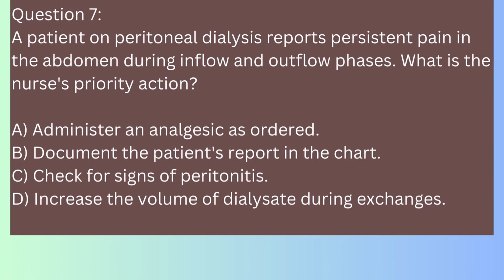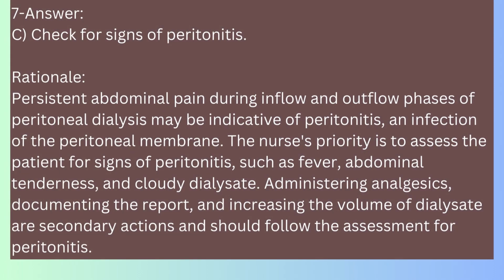Question 7. A patient on peritoneal dialysis reports persistent pain in the abdomen during inflow and outflow phases. What is the nurse's priority action? A. Administer an analgesic as ordered. B. Document the patient's report in the chart. C. Check for signs of peritonitis. D. Increase the volume of dialysate during exchanges. Answer 7. C. Check for signs of peritonitis.